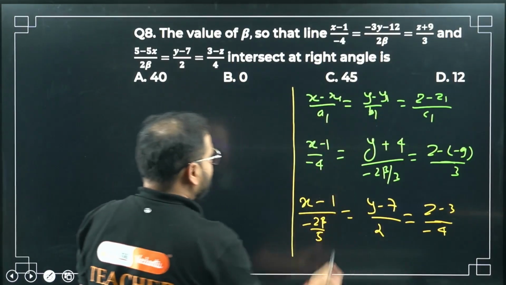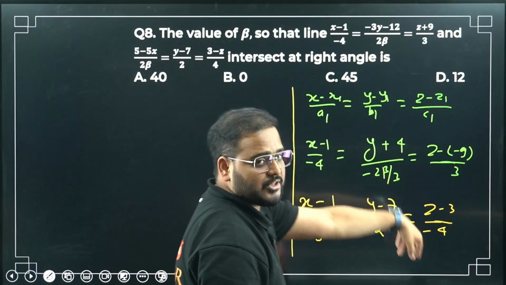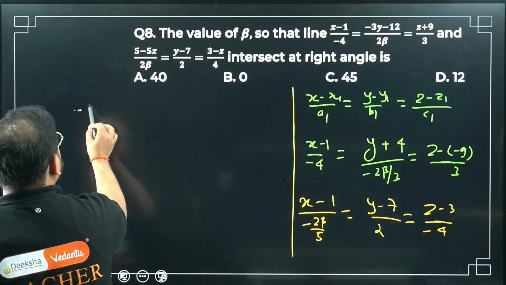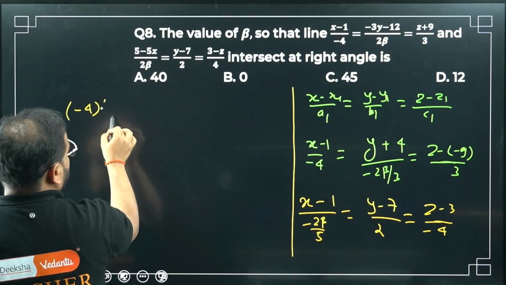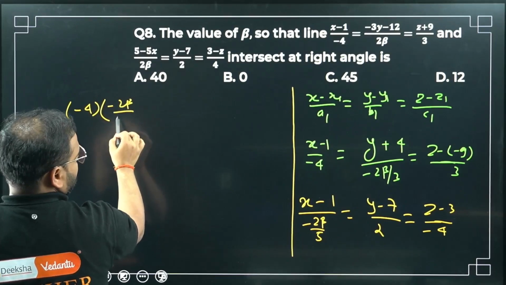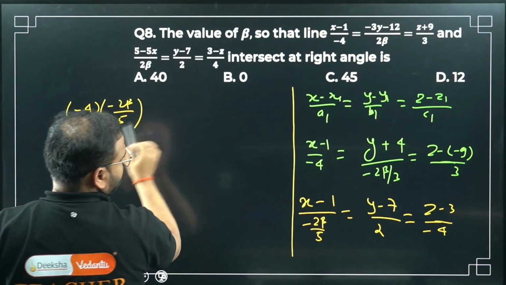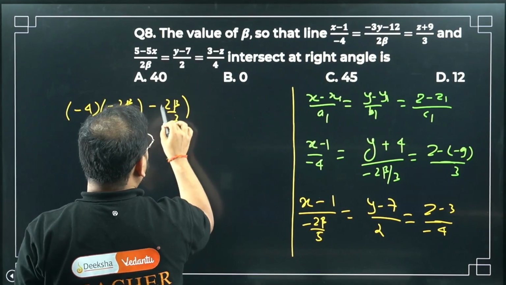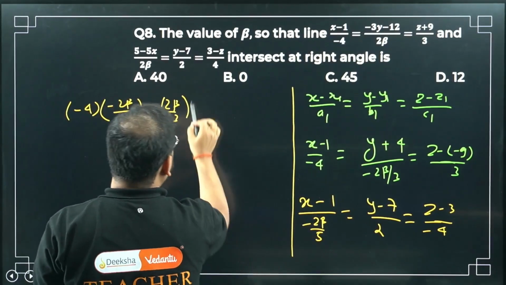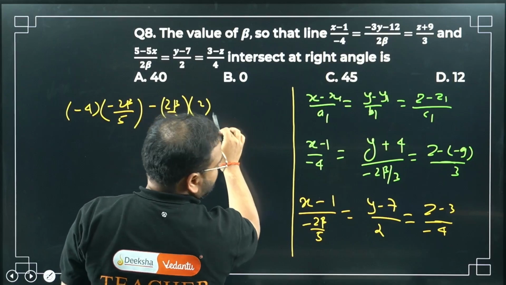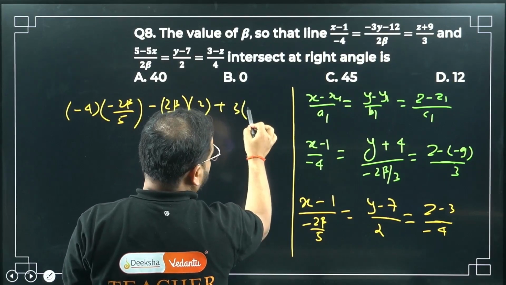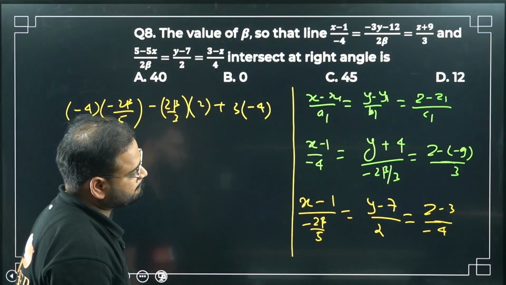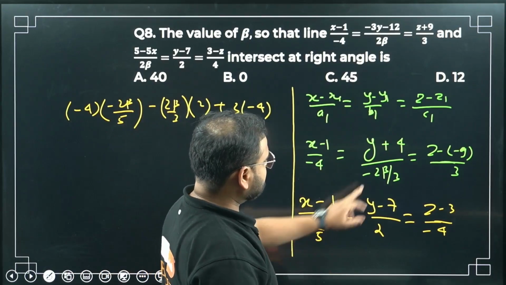Now I know a1, a2, b1, b2, c1, c2. Use the formula. Minus 4 times of minus 2 beta upon 5 minus 2 beta by 3, into 2, plus I have 3 times of minus 4. Have a look. This into this, this into this, this into this.